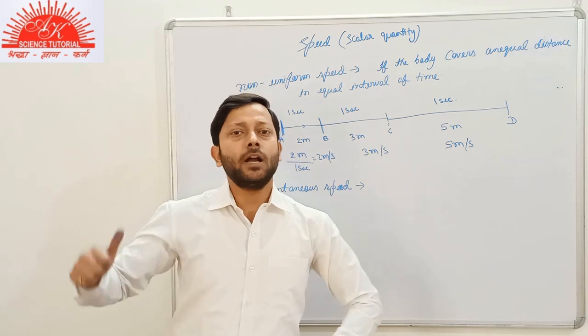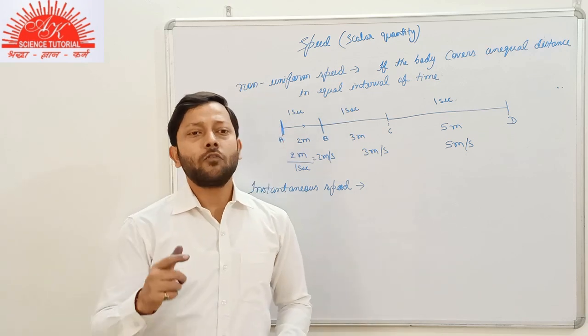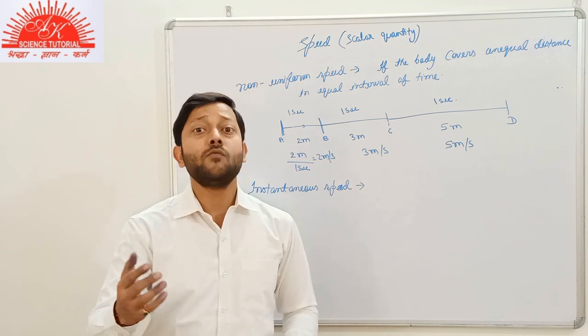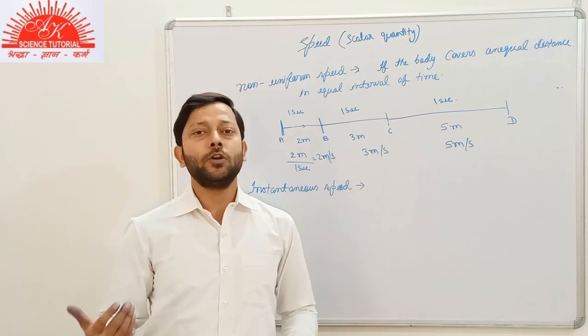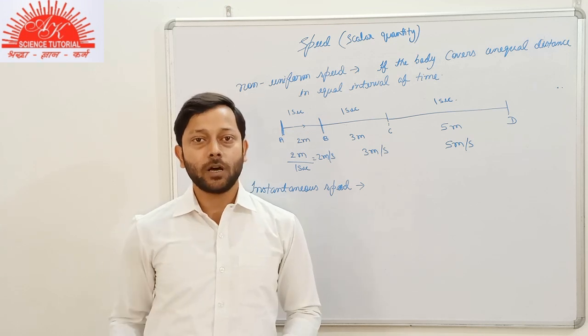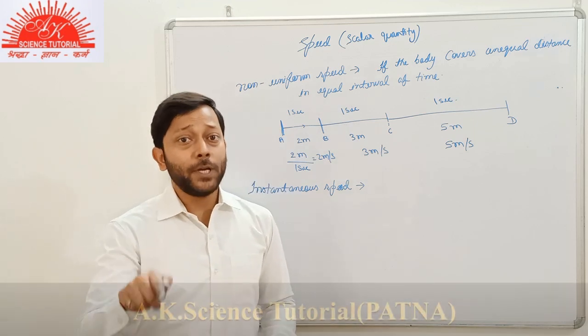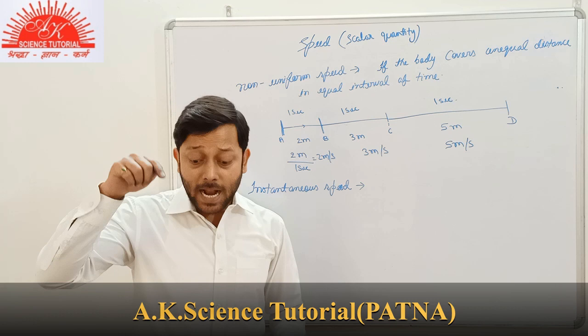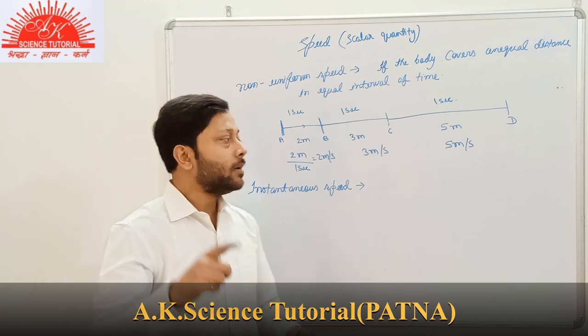Suppose the friend behind you asks you, what is our speed? Now only, at this very moment only, what is our speed? You look to the speedometer and tell him that we are moving with a speed of 40 km per hour or 60 km per hour. So that speedometer tells us about our present speed, our speed at that very particular moment.